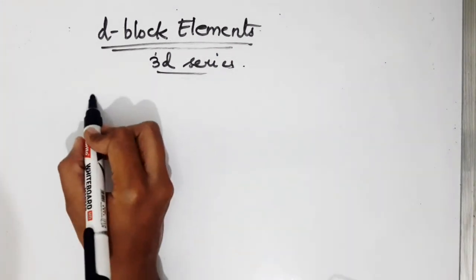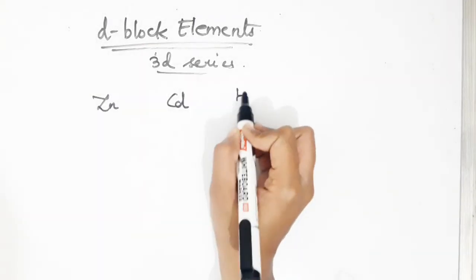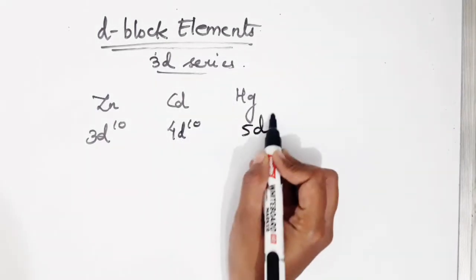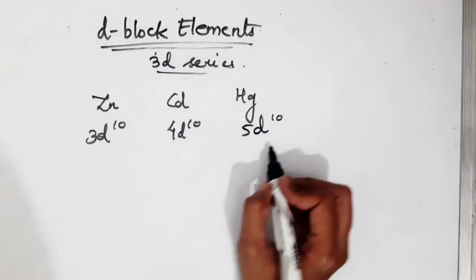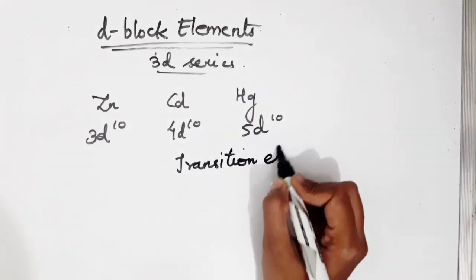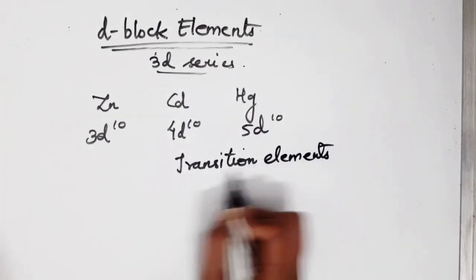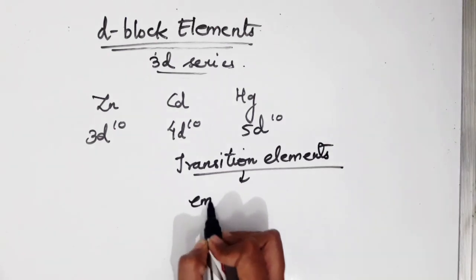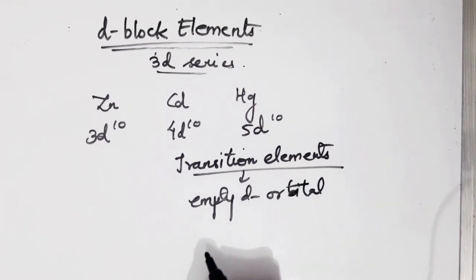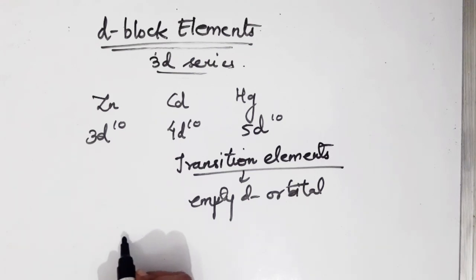Now we have discussed before that zinc, cadmium and mercury, having configurations 3d10, 4d10 and 5d10, are not regarded as transition elements because they fail to obey the definition of having a partially filled d orbital. Still they are kept at the end of the series to complete the d block elements. These have variation in properties, they are different to the general trends of transition elements. In this case the d orbital is completely filled.